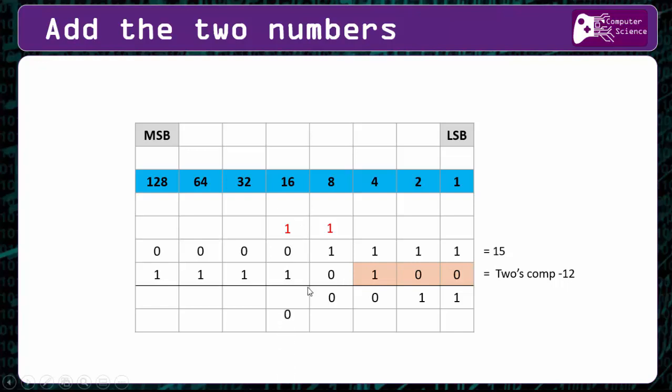Another one that's exactly the same, a 0 and a carry 1, another one that's the same, another one that's the same, and we're just adding them up as normal. Anything that overflows we just ignore.